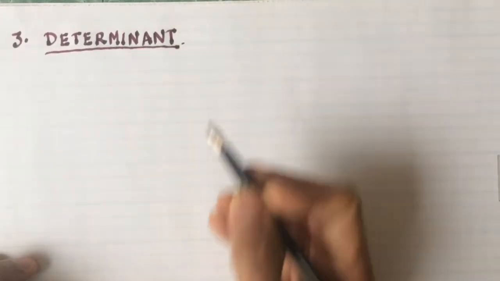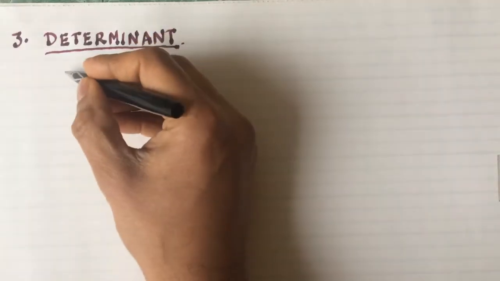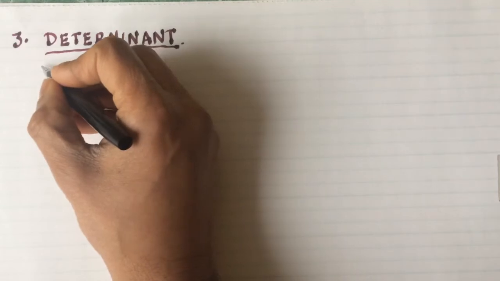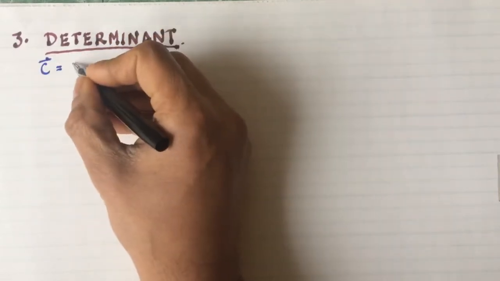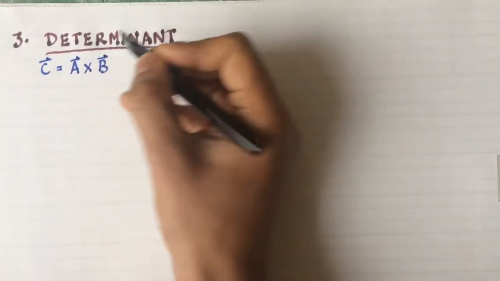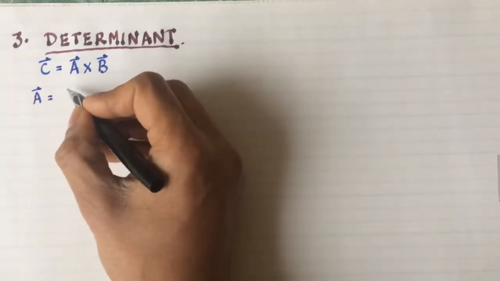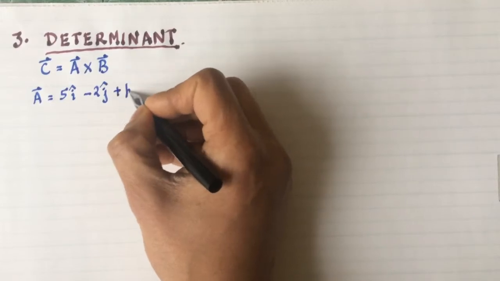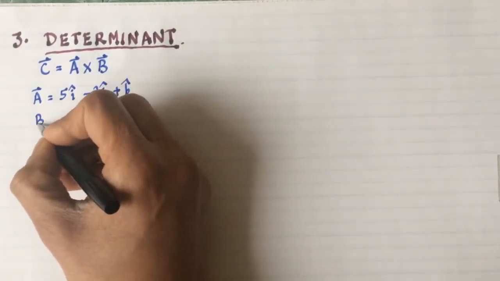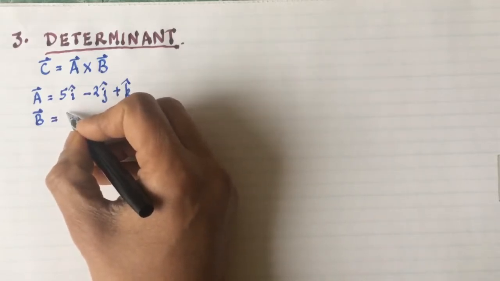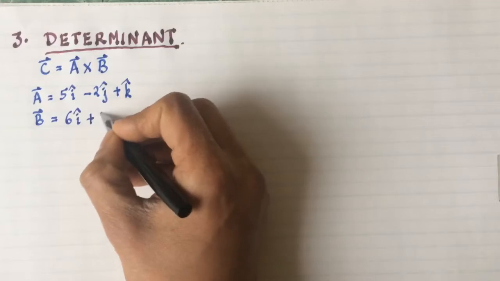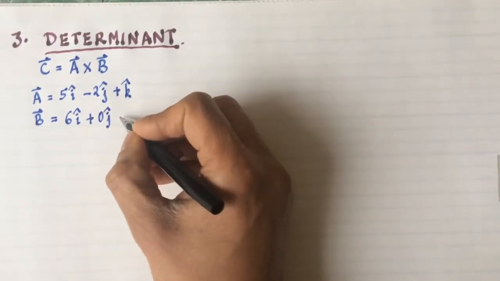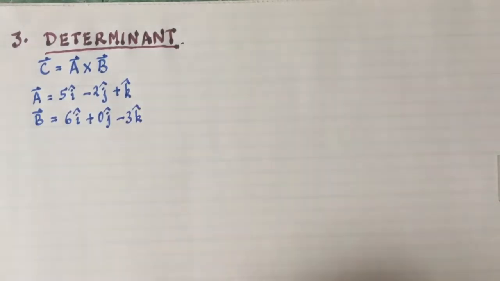The knowledge of this method requires a little information on what a matrix is and what a determinant is, but I'll just tell it to you in a very operational fashion. So last time in the previous video I had to evaluate the cross product of two vectors, and the vector A I chose to be 5i hat minus 2j hat plus k hat, and the vector B was given by 6i hat plus 0j hat, meaning it does not have any j hat component, minus 3k hat. And we were supposed to find the cross product.